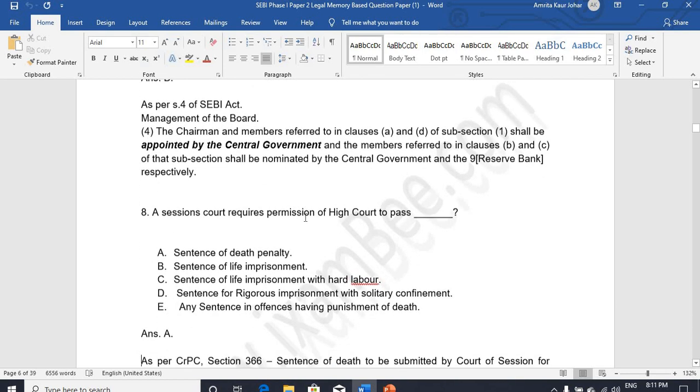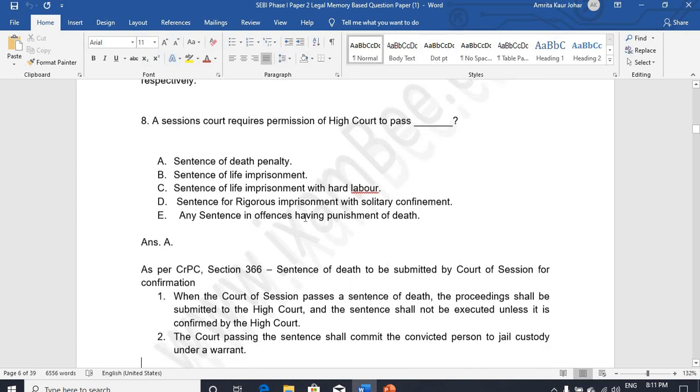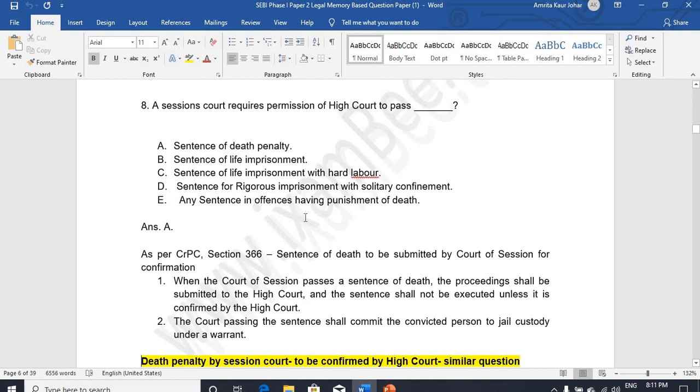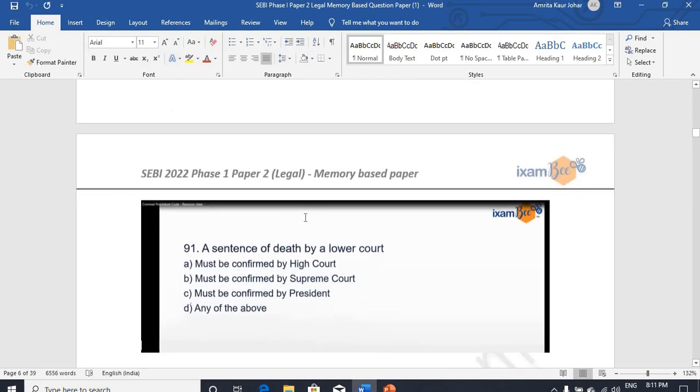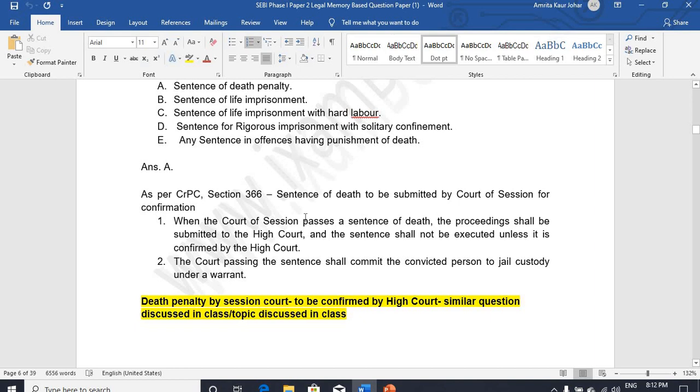A sessions court requires permission of the High Court to pass. This is also an easy question. Of course, for death penalty, Sessions Court requires permission of the High Court. ये CRPC से पूछा गया है. Section 366 of CRPC, sentence of death to be submitted by Court of Session for confirmation.